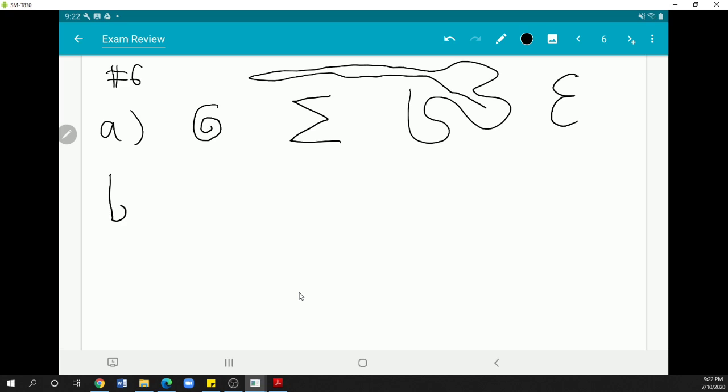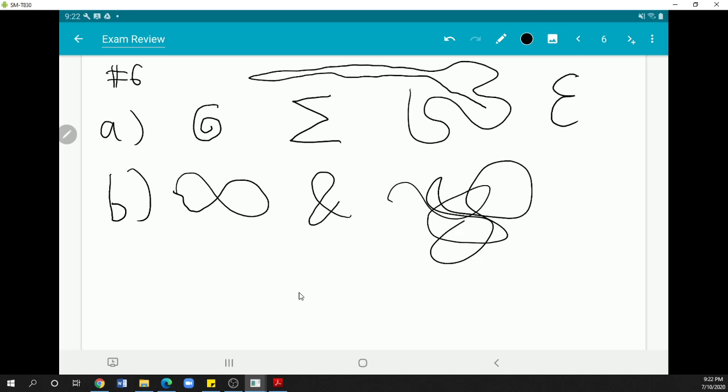Now B, instead of simple, not closed, we want closed and not simple. So now we just have to make sure the figure comes back on itself, but it also crosses over itself. So the infinity sign would work. This little ampersand here would work. This crazy goodness would work. It can cross over itself as much as it wants, as long as it meets up back where it started. These are all examples of things which are closed but not simple.